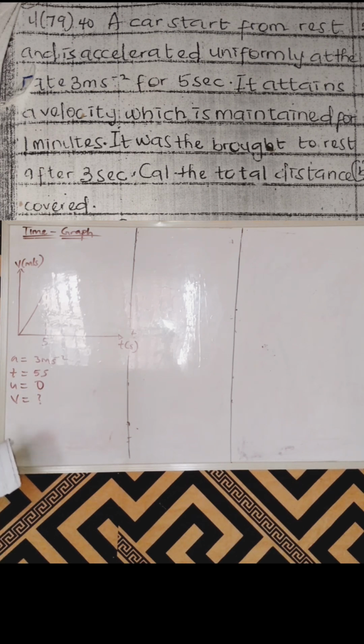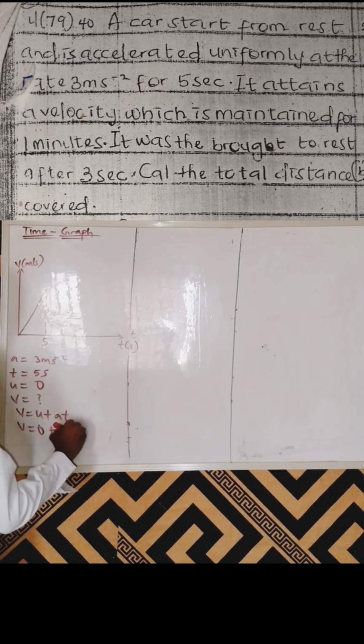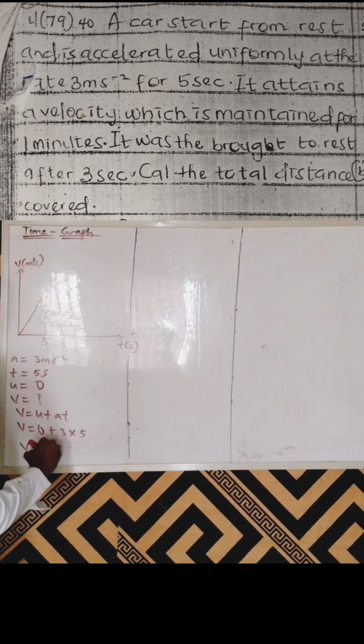And I'm looking for v. Now, which formula am I going to use to link what is given to me and what I am going to find? I'm going to use the first equation of motion. That's v is equal to u plus at. As simple as ABC. So now, v is going to be equal to u, which is 0, plus a, which is 3, times t, which is 5. So v is going to be equal to 15 meter per second. Simple.